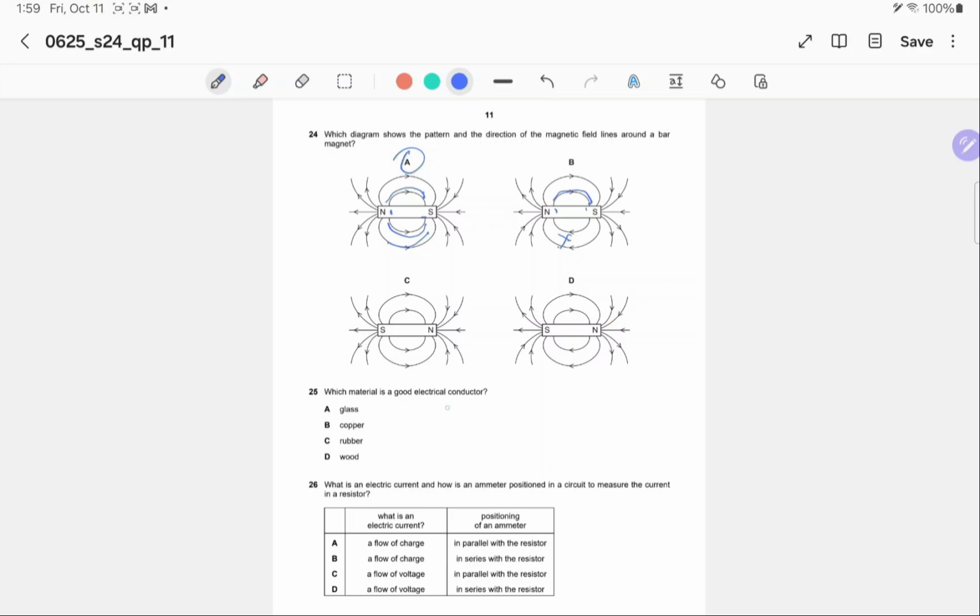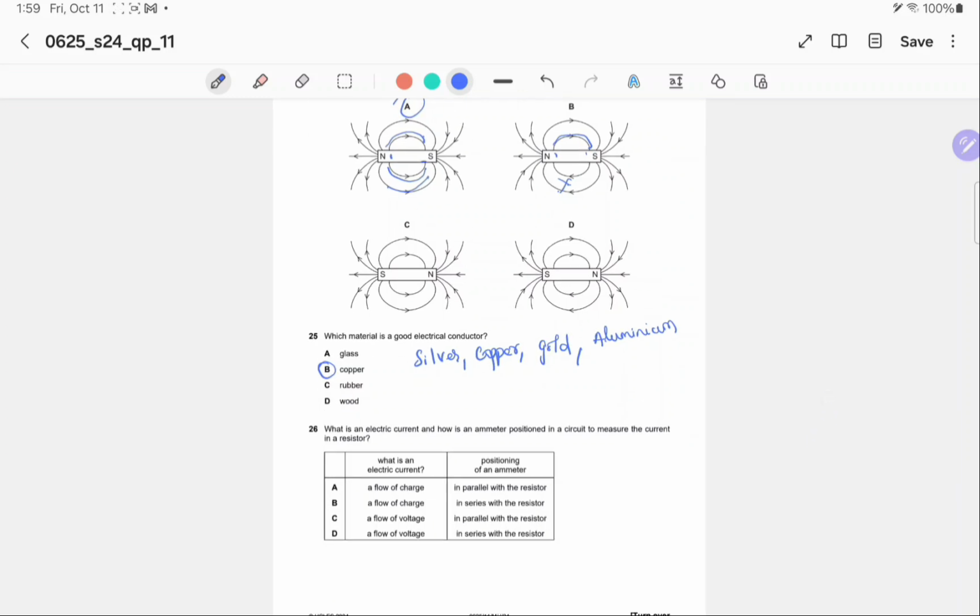Which material is a good electrical conductor? So different materials are there. We will remember silver, copper, gold. I am writing what I remembered. If you remember something more, please remember it. Generally our wires in the house are made up of copper. We will remember that. With that we will write the answer.